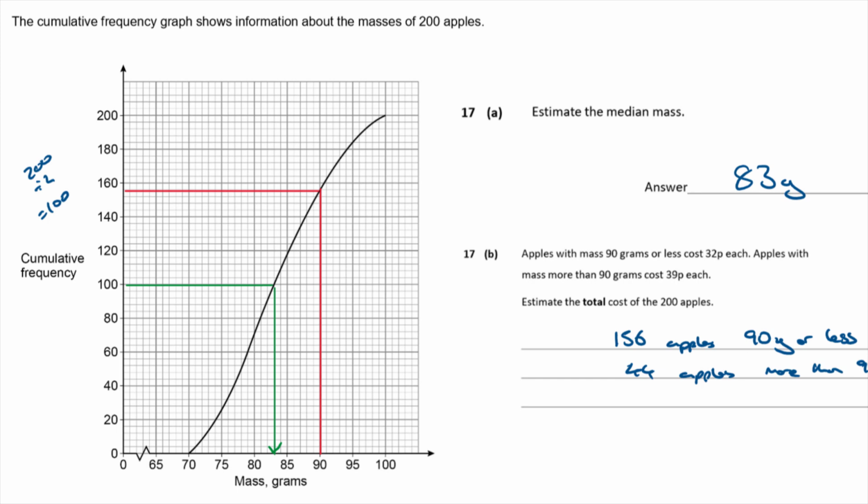Okay, so then the total cost is going to be my 156 apples at 32 pence. They were the cheaper ones, weren't they? Plus my 44 apples at 39 pence.